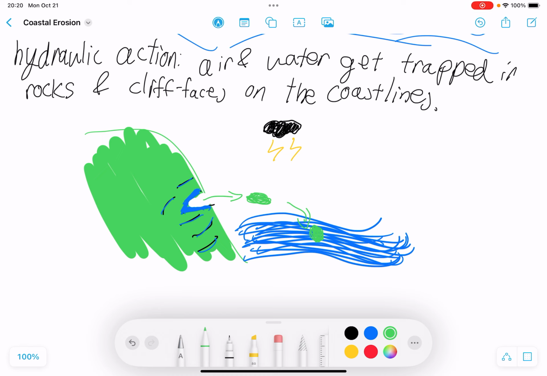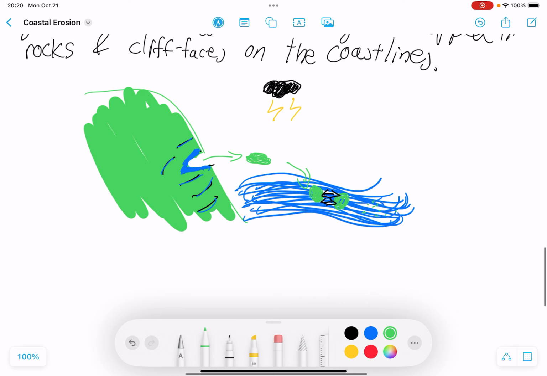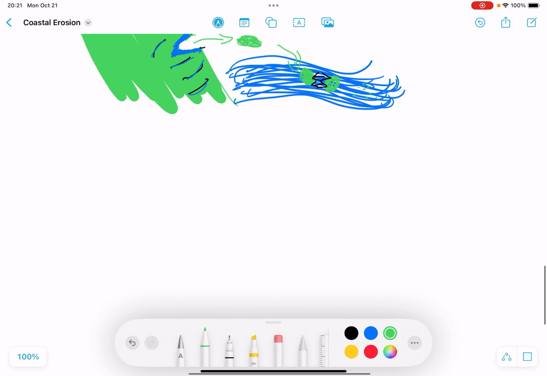So it'll have abrasion, attrition, and even solution. Those processes all happen after hydraulic action. This rock can bump back into the cliff face and create even more cracks and cause even more rocks to fall out, which is abrasion. And after more rocks have fallen out, these rocks can collide into each other, and this is attrition. And they can also dissolve into smaller particles, which you can barely see. So that's solution. So those are the four types of coastal erosion.